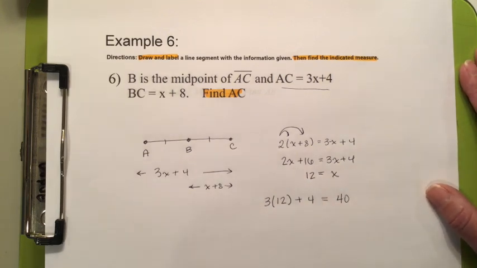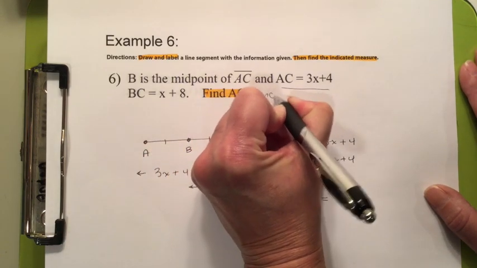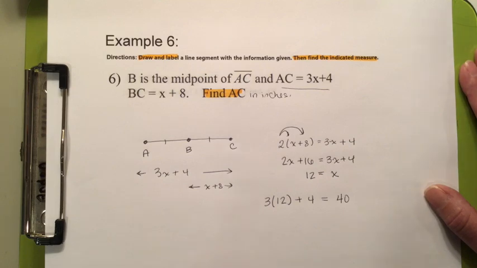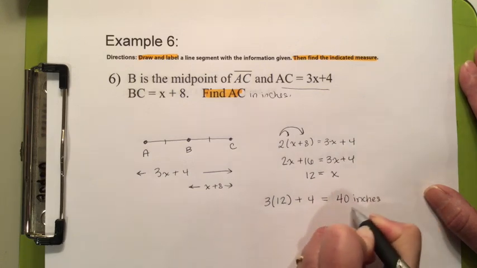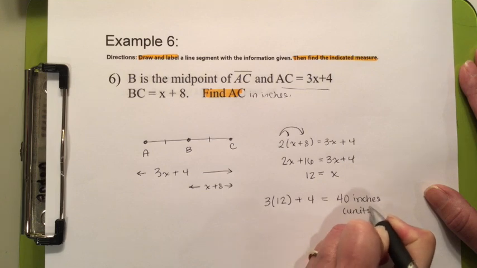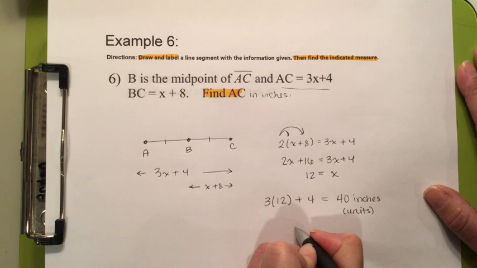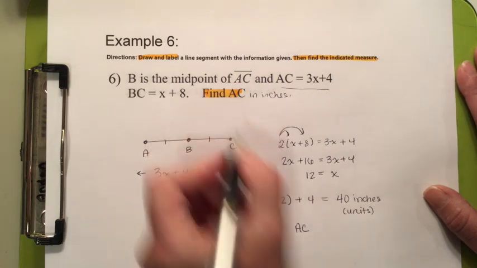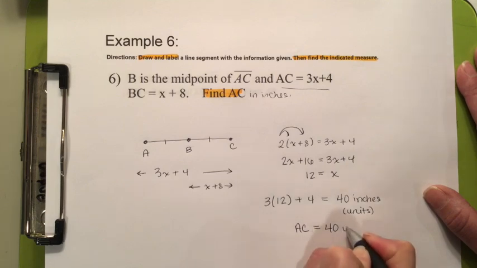Okay, on these problems, we didn't get any units here. But if we were given things like inches, like if it said find AC in inches, something like that, we would have to say 40 and then put our units here. Okay, so you just don't want to forget that. So anyway, we would say at the end here, AC with no line over it is equal to 40 and then whatever our unit measure is.